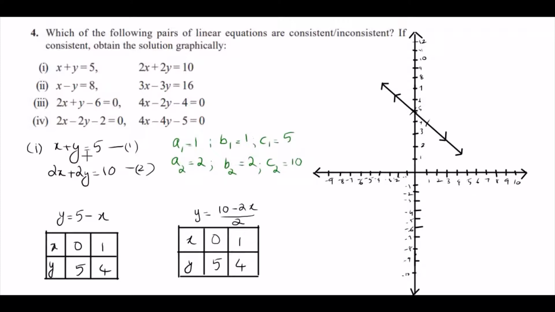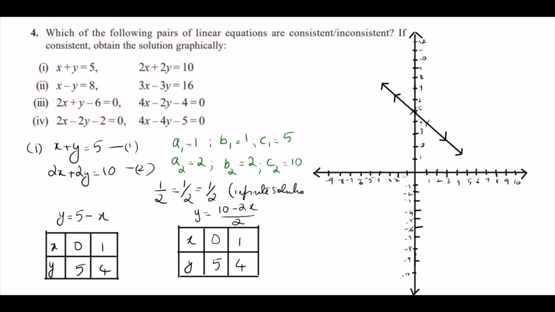The first pair of linear equations are x plus y equal to 5 and 2x plus 2y equal to 10. When you look at these two equations, if you divide the second equation by 2, you get the first equation. That means both the solutions will be the same. When you take the values of a1, a2, b1, b2 and c1, c2 and compare the ratios, a1 by a2 is 1 by 2, b1 by b2 is also 1 by 2 and c1 by c2 is also 1 by 2. That is, these two equations will give you coincident lines when you represent them on the graph. With coincident lines, you have infinite solutions.